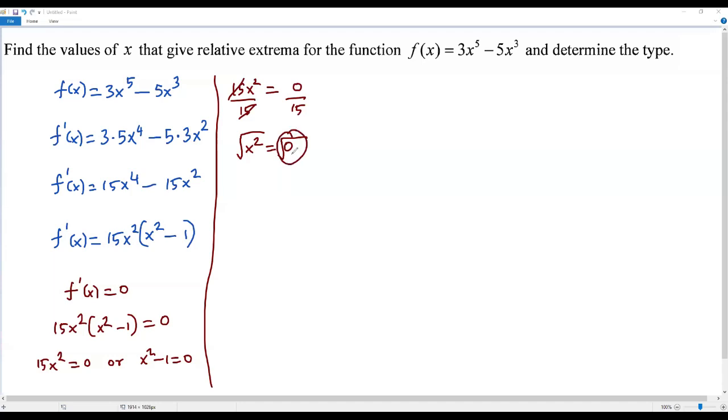This square root contains the number 0 inside. Since it contains 0, even if I take a positive or negative sign, it won't make any effect, so we can ignore the sign. On the left side, the square root and square cancel out, and x equals the square root of 0, which is 0. Now I have solved the first equation, 15x^2 = 0, and got x = 0. Now let me take the second equation, x^2 - 1 = 0.